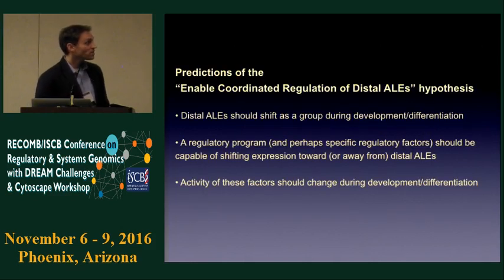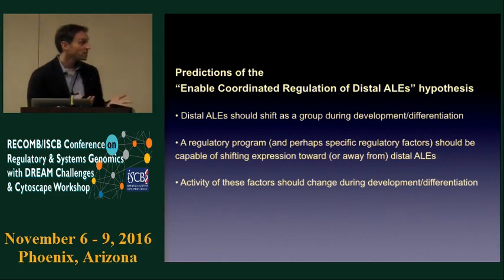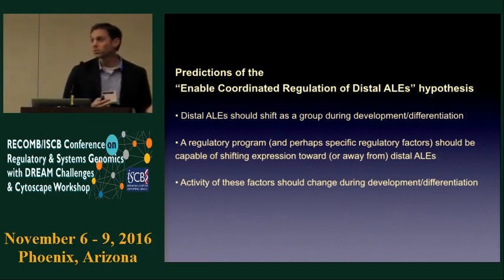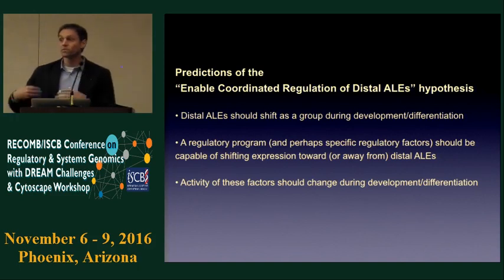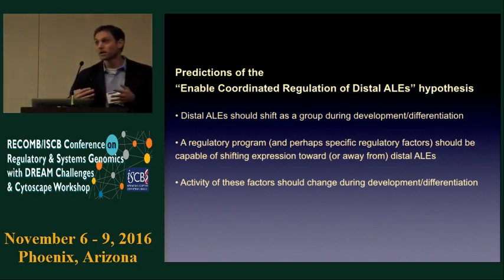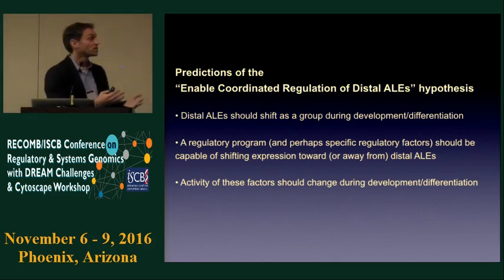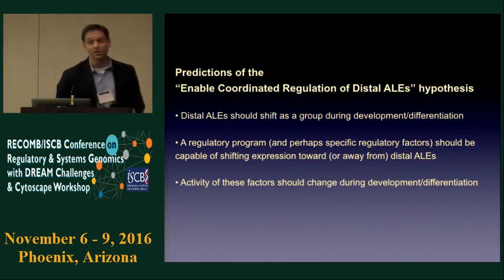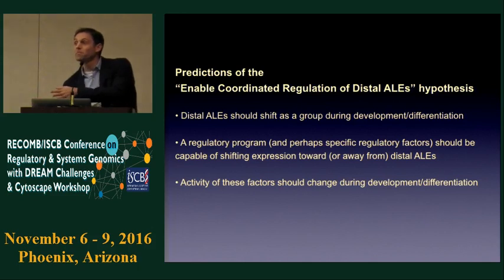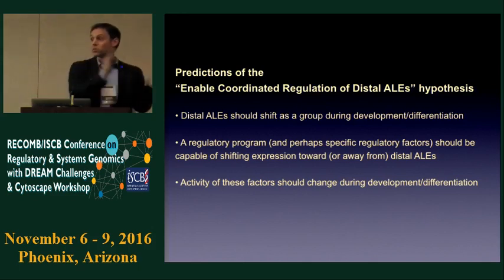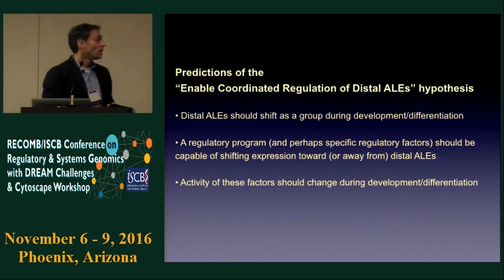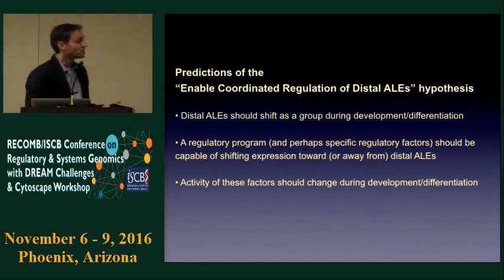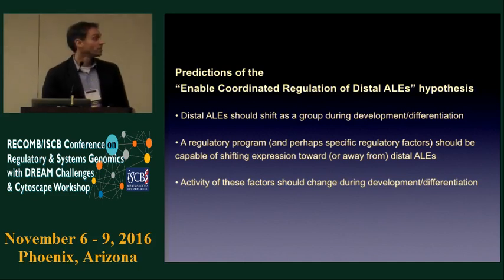And so some predictions of this model would be that distal ALEs should shift in expression as a group during development or differentiation. Specifically, when you differentiate neurons, have them go from neural precursors to cells that grow neurites. And there should be a regulatory program, or perhaps specific regulatory factors, that are capable of shifting the many genes either all toward distal or all toward proximal, and that, of course, the activity of these factors should change during development and differentiation.